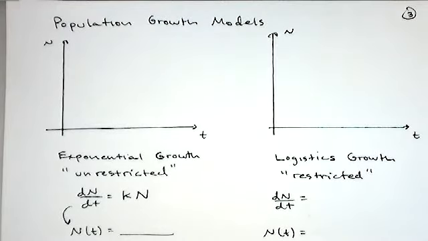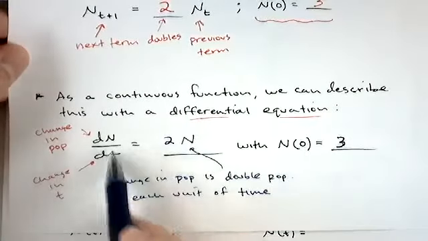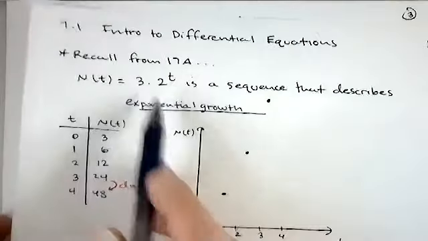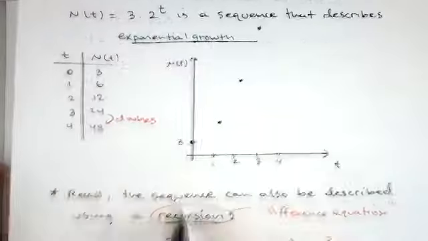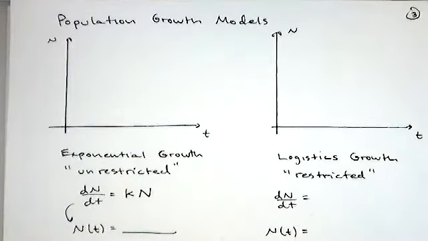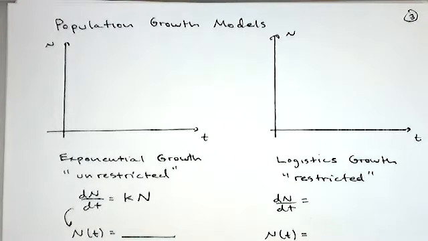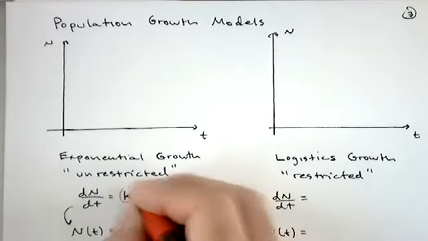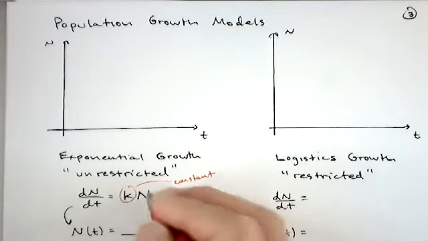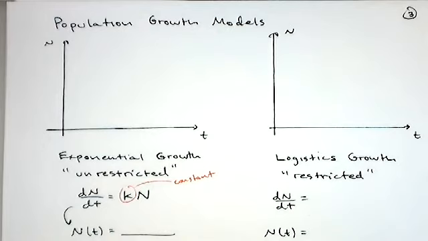Where's my first page? On my first page, I had this differential equation, dN/dt is just 2N. That's an autonomous differential equation. And we saw that that is describing the same thing as a sequence like this, which is describing exponential growth. That would be true anytime you get a differential equation where dN/dt is equal to some constant, K in this case, times N. That's going to be modeling exponential growth.